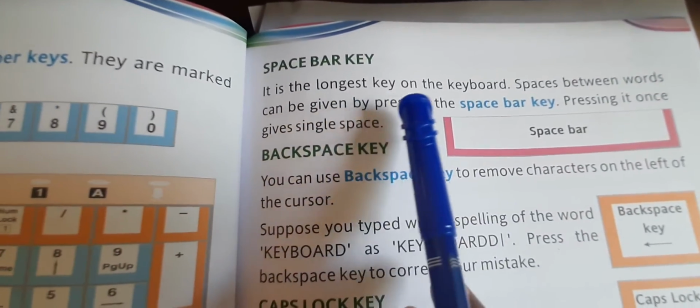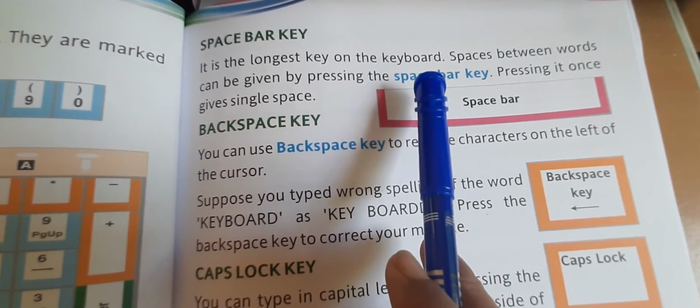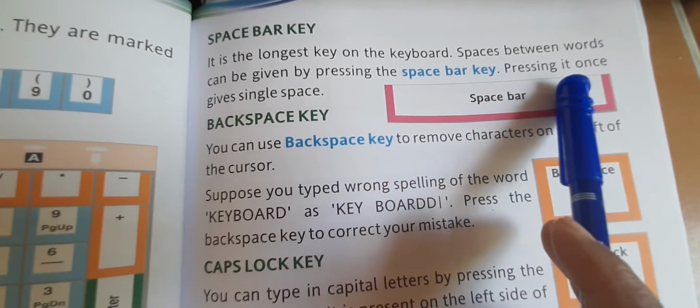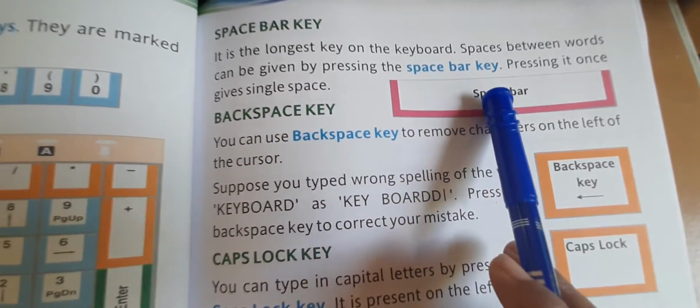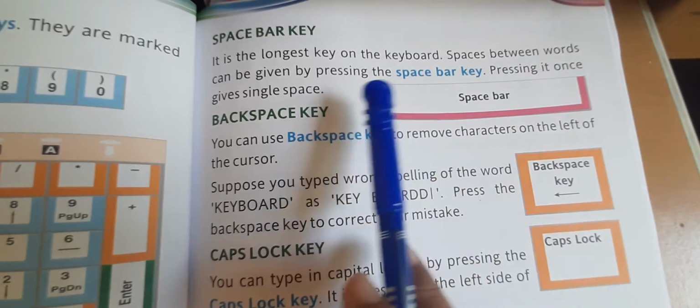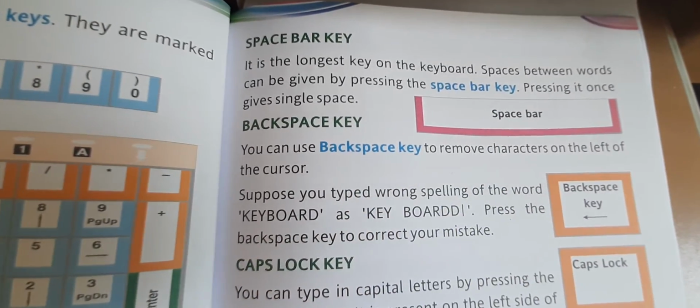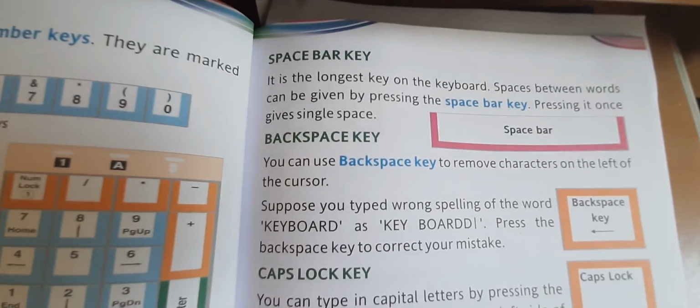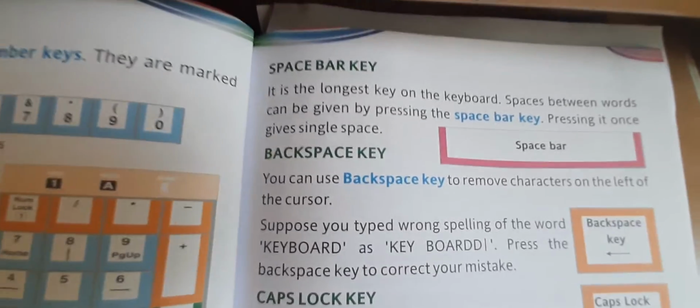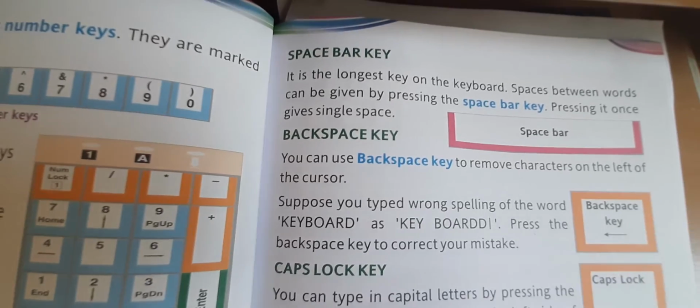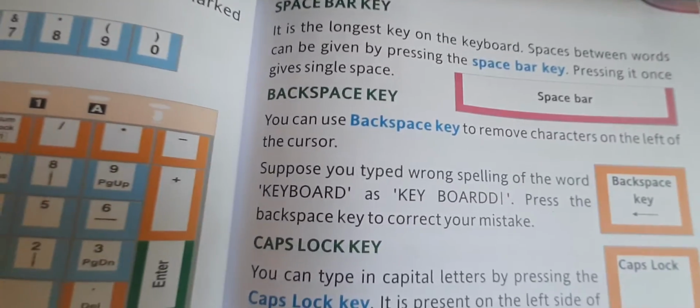Space bar key, it is the longest key on the keyboard. As you have seen, spaces between words can be given by pressing the space bar key. Pressing it once gives single space. So it is the longest key and it gives space between the two words. And if you press it more than once, it will give that number of space.